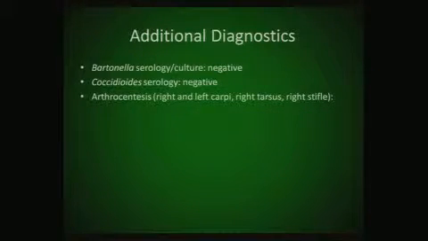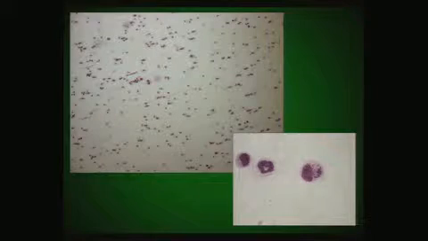Some infectious disease testing. These are organisms that again can cause polyarthritis in dogs. Bartonella serology and culture was negative. Coccidioides serology in Dr. Papagiannis' lab at UCD was negative. And multiple joint taps in all of the synovial fluid samples obtained showed a marked increase in cell count, a marked increase in neutrophil count in the synovial fluid, and many of the neutrophils contained intracellular rods.